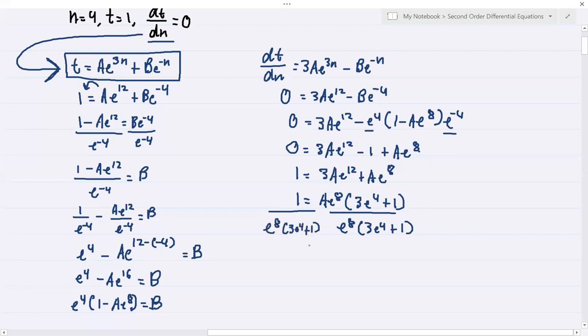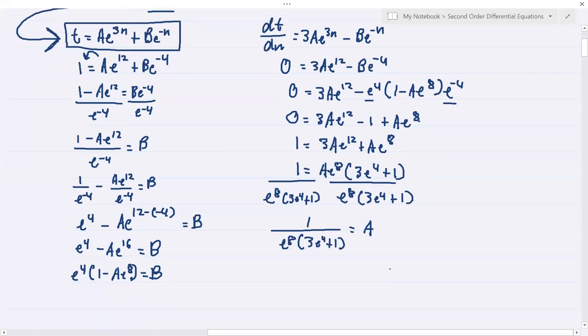Okay, so we will have 1 all over e raised to 8 times quantity 3 raised to 4 plus 1 is equal to your a. So that's basically how you find your a. You can still simplify this one if you like to. If you want to bring up your e raised to 8 on the top, there's no problem.